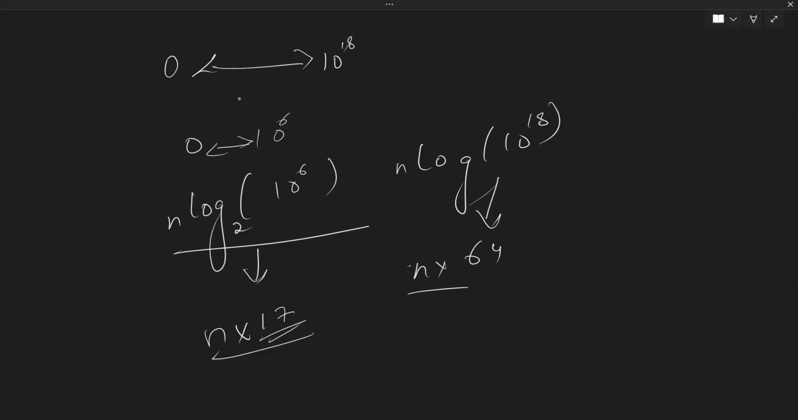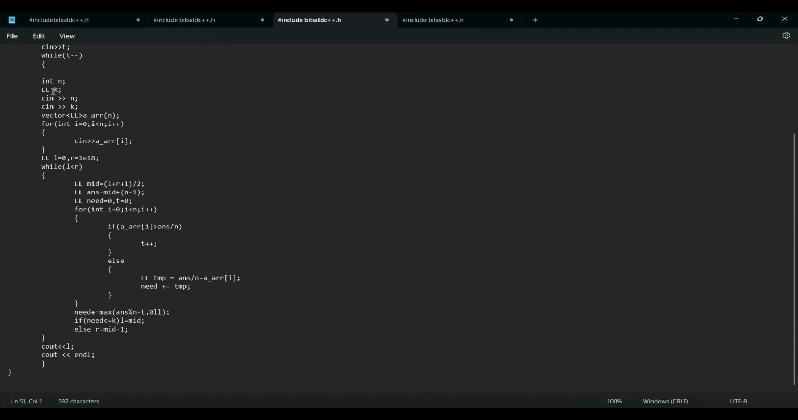Okay, so let me show you the code. In this, I have taken first n and k as input. This is long. Remember, you need to take long because the values given in the input are large. Then I'm taking an array a, the count of each value in the input. I'm applying binary search. Low is this, high is this. I'm finding mid.